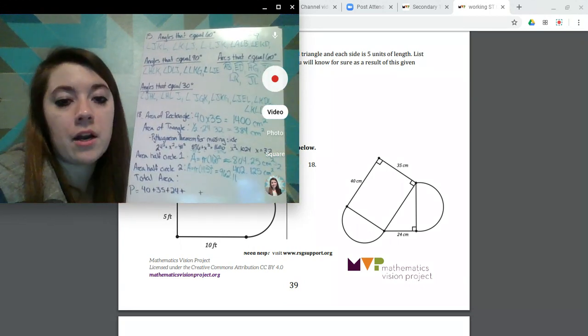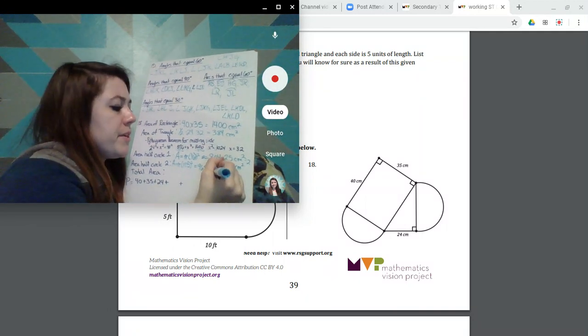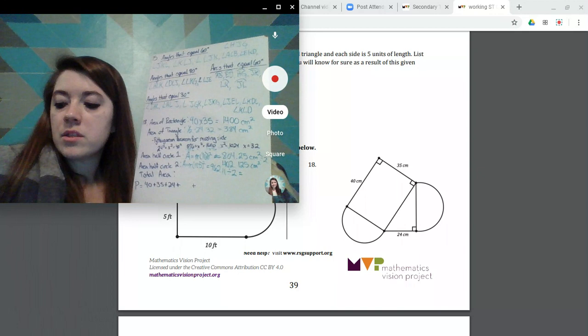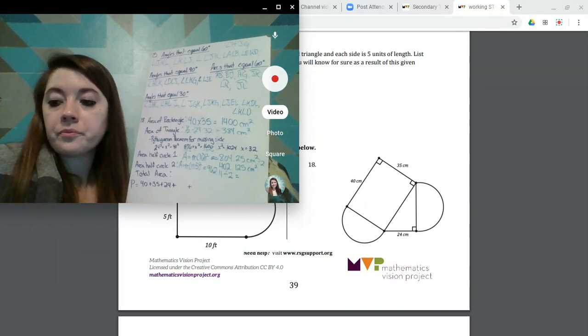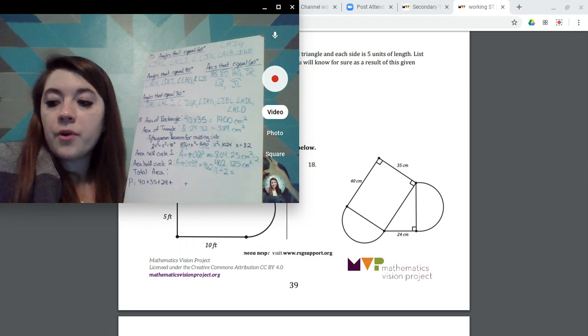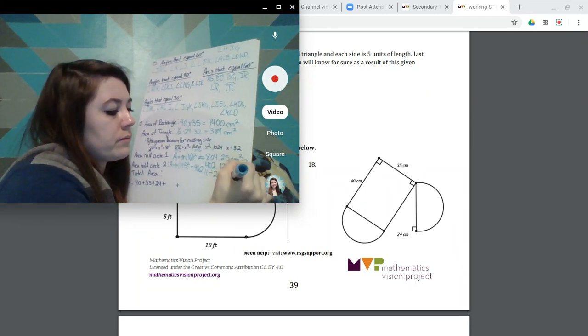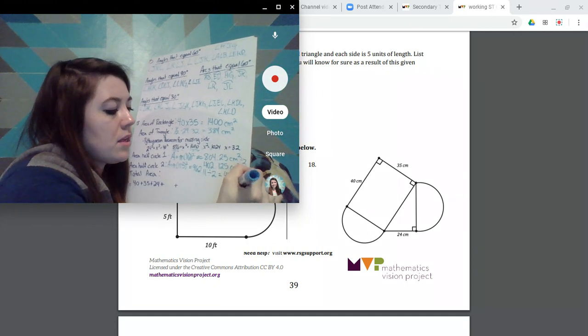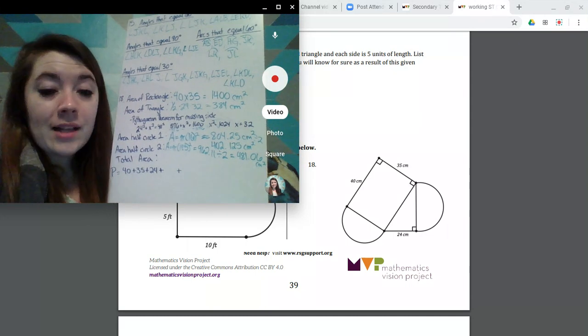Now, once again, is that our final answer for the area of that circle? No, because it's not a full circle, so we divide by 2. So 962.11 divided by 2 gives us 481.06 centimeters squared. So lots of parts to this.